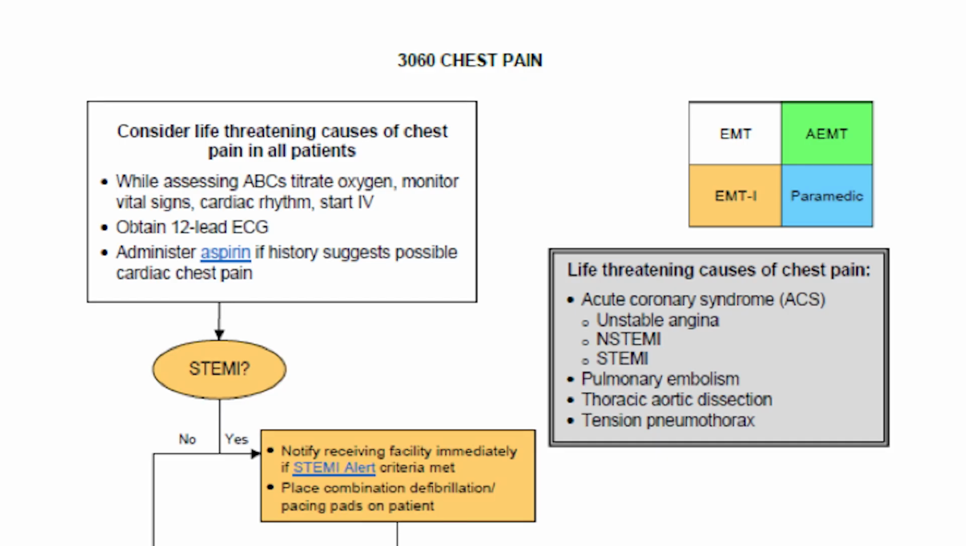If you think this is a cardiac thing, we can give our patient some aspirin, 324 milligrams of aspirin, as long as they don't meet any of the contraindications for aspirin, would be indicated for this patient. We also want to obtain a 12-lead EKG as soon as possible in our assessment, because that can help us identify, is this patient actually having a STEMI or are they not having a STEMI? Obtain the 12-lead as quick as possible.